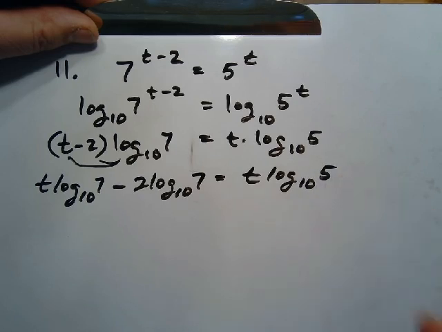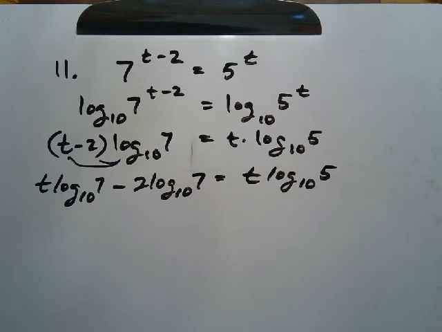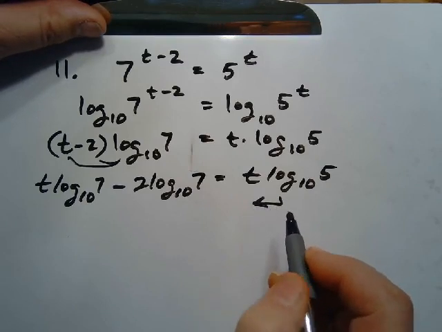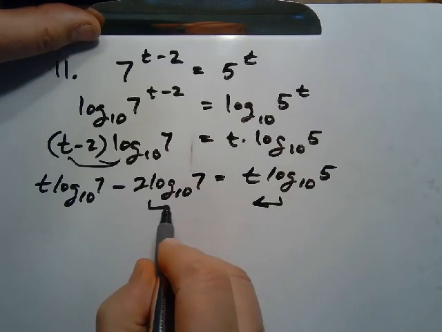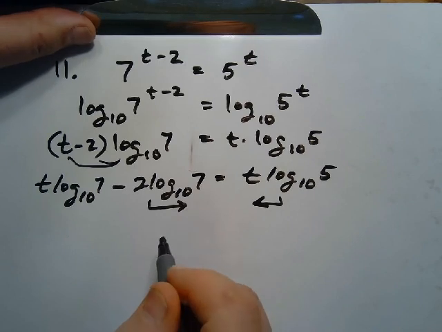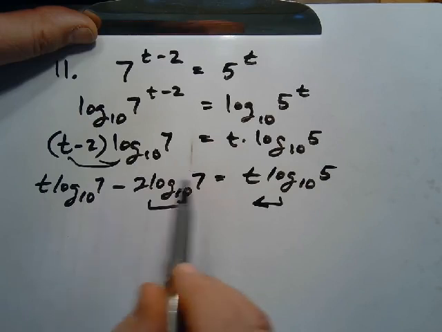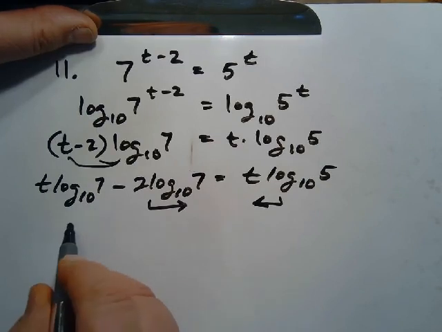Now, in order for us to get these t's together, we're going to move this whole thing that way by subtracting, and we're going to move this whole thing that way by adding. And the goal is to get the t's together on the same side of the equal sign. So I want this one over here.